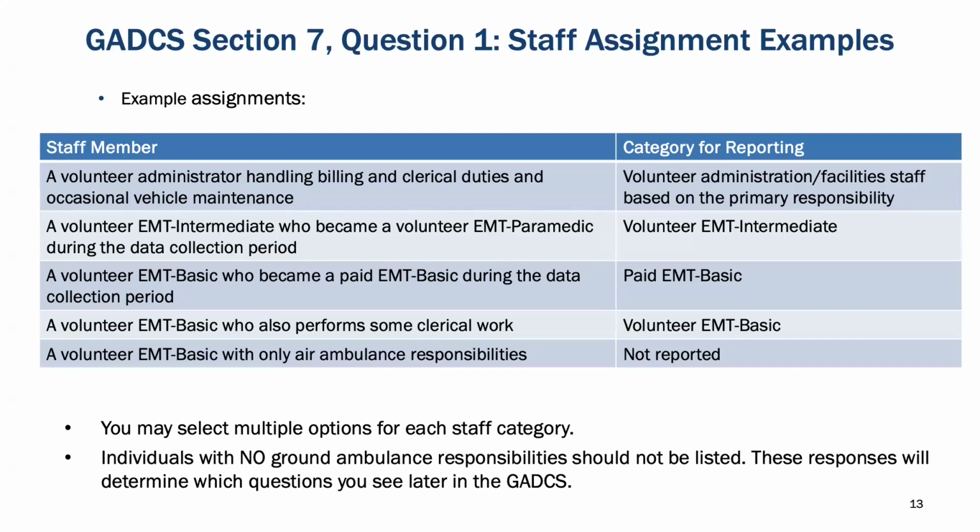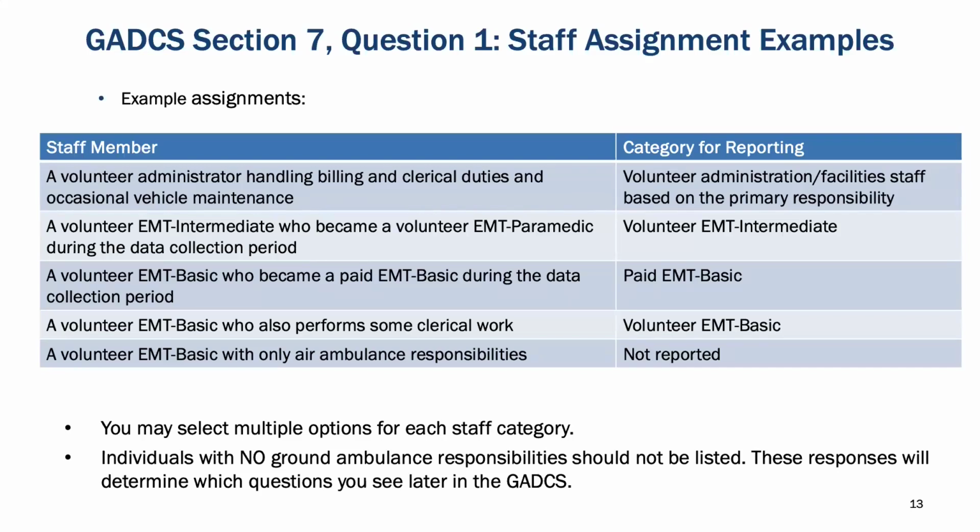Next, let's consider a volunteer EMT intermediate, also known as an EMT advanced, who became a volunteer EMT paramedic during the data collection period. This person would be categorized as a volunteer EMT intermediate based on their position at the start of the data collection period. Next, we will have a volunteer EMT basic who became a paid EMT basic during the data collection period. Remember, you always include staff who had both paid and volunteer duties in the appropriate paid category. So in this case, you would categorize this person as a paid EMT basic.